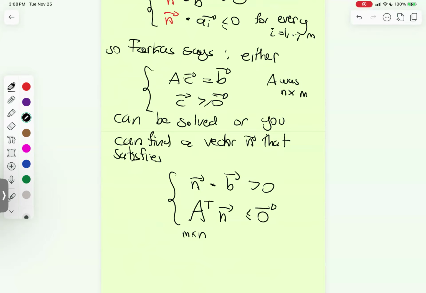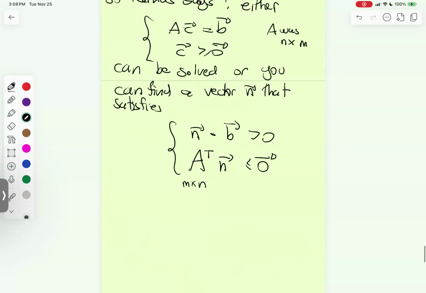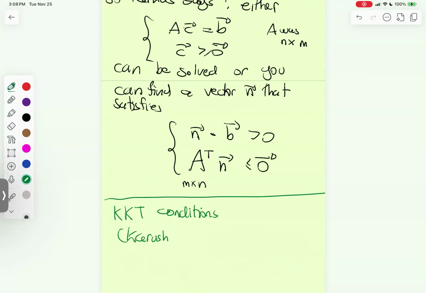Let me write it down. These are called the KKT conditions, after the three people who described them. If you open any book on convex optimization, you will find the KKT conditions.